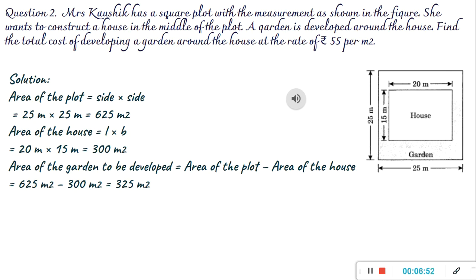So we want to find the cost also. So cost of developing the garden, that is equal to 325 into 55 rupees per meter square. So into 55 we will get 17,875. So the answer is the cost of making the garden around the house at the rate of rupees 55 per meter square is rupees 17,875.